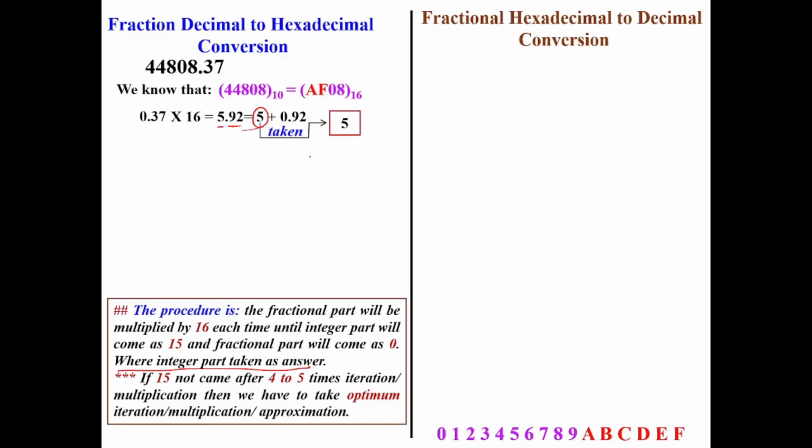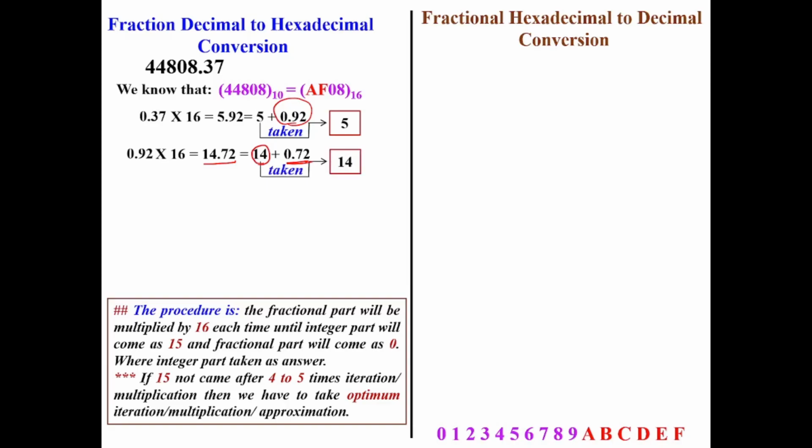Then the same step: 0.92 will be multiplied by 16 again. Why? Because we got 5.92 and not 15, so we are not stopping the multiplication. The fraction part 0.92 again is multiplied with 16. So how much do we get? We get 14.72. 14 is the integer part, 0.72 is the fraction part. 14 is our answer, written separately.